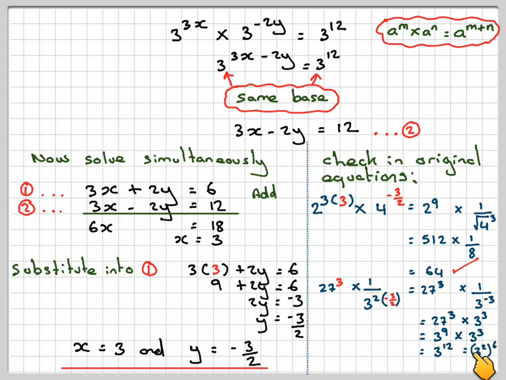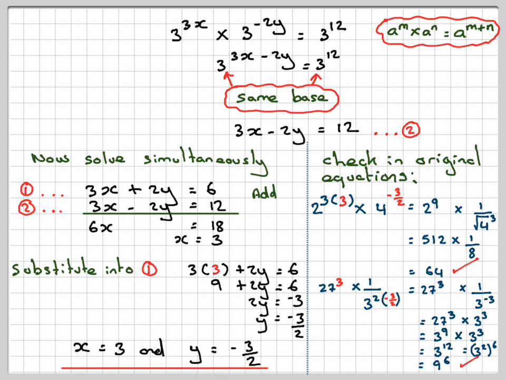Now you could write that as 3 squared to the power of 6. I've still got the power of 12 there, which means I get 9 to the 6, which is what was given at the end of the second equation. Okay, so the answers are x is equal to 3 and y is equal to minus 3 over 2.